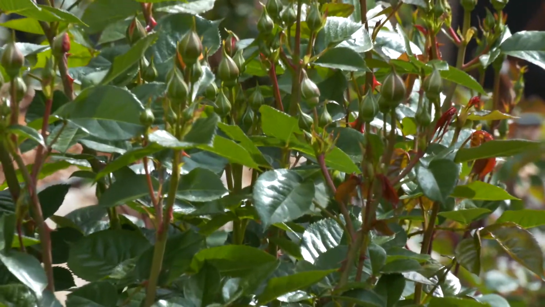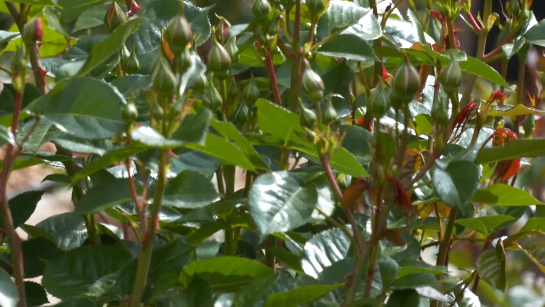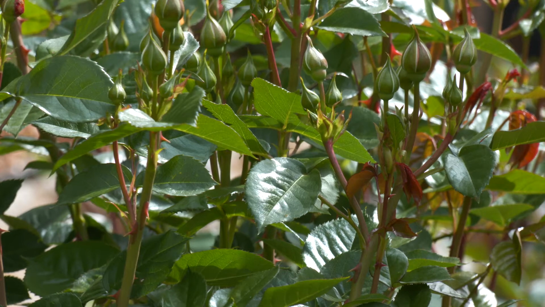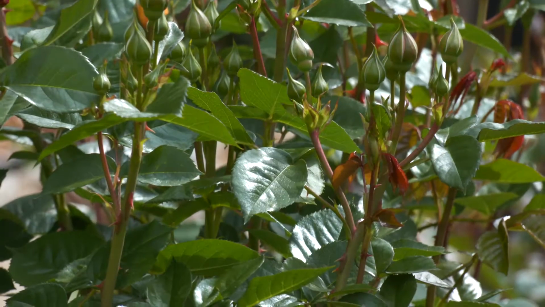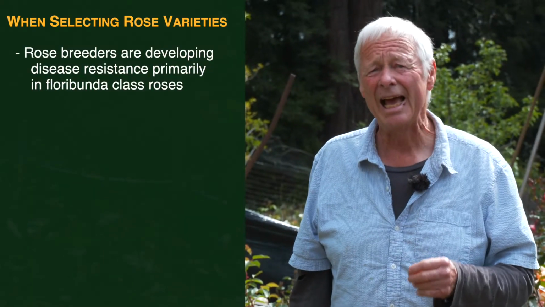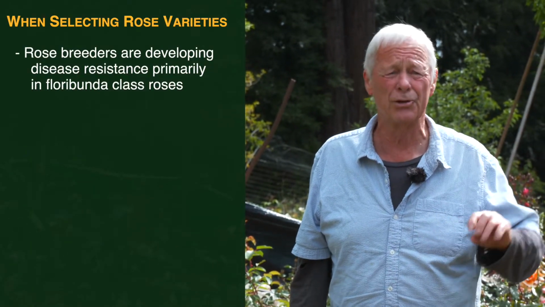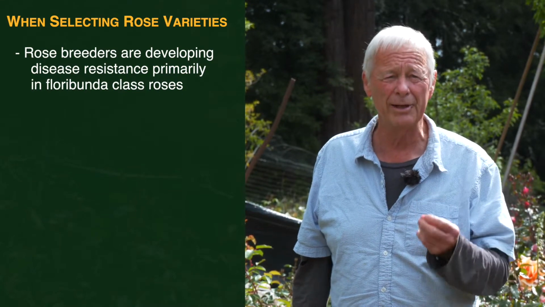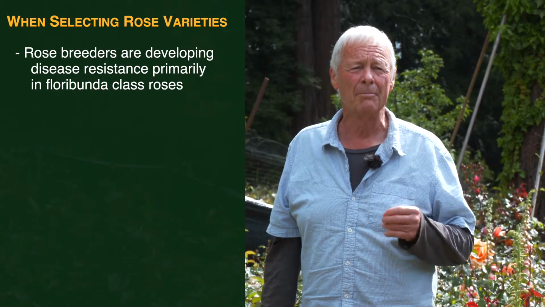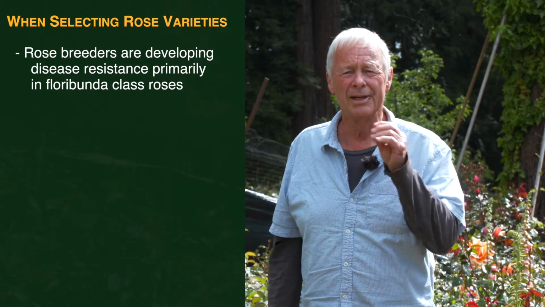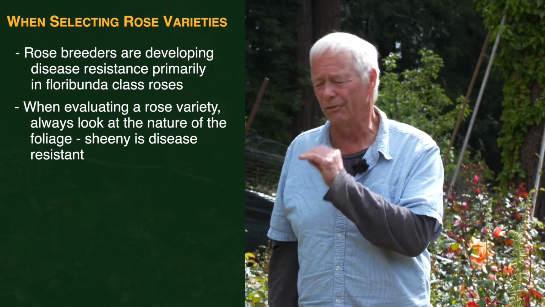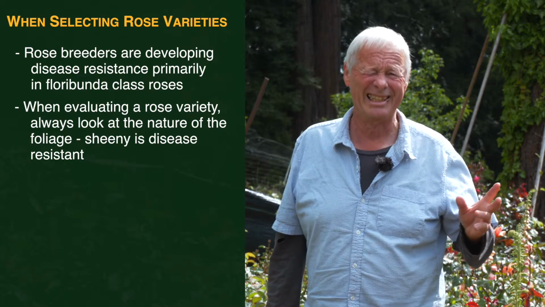The leaf cuticle has a resistant wax on it that keeps the water and the fungal spores from, as it were, marrying and going on a honeymoon. More and more rose breeders are succeeding at breeding disease resistance into roses, and they're doing it principally through one class, the aforementioned floribunda types. But if you're ever looking at a rose and you're evaluating it and you don't know, look at the nature of the foliage. Sheeny is disease resistant.